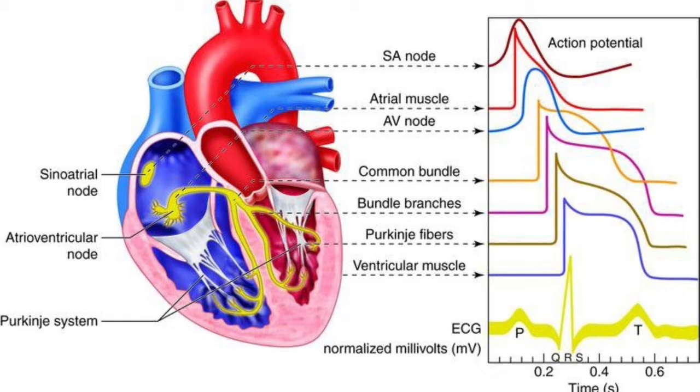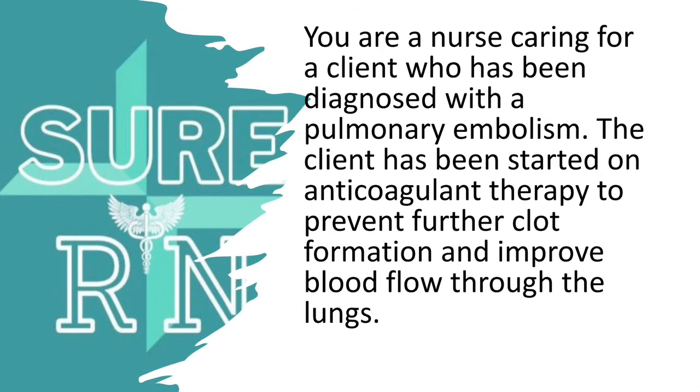When the impulse is on the AV node, there is no wave that you can see because there is no contraction there. The AV node delays the transmission of nerve impulse for a little bit of a millisecond so that it allows ventricular filling. Okay? Moving on to the next question.